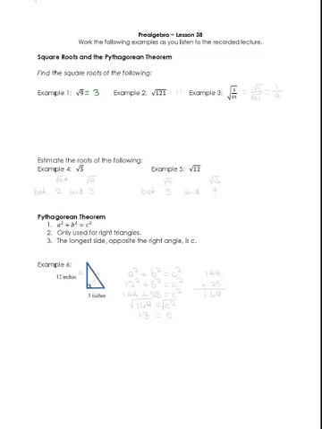Look at number 2. If I say I want the square root of 121, I'm asking what number times itself would give me 121? And the answer, of course, is 11. You should really know the perfect squares up through 13 times 13.